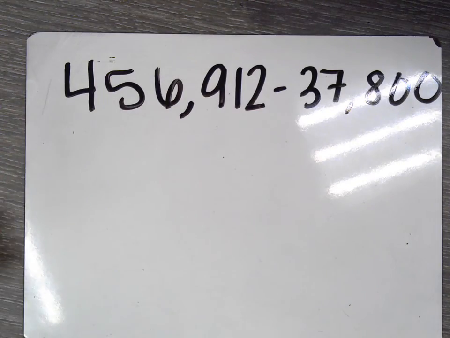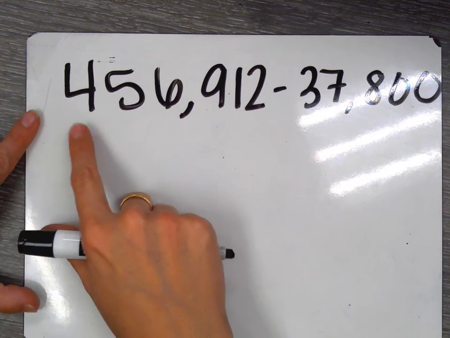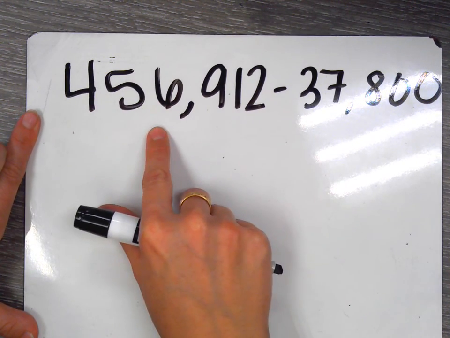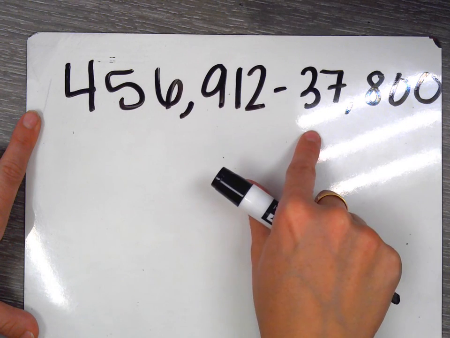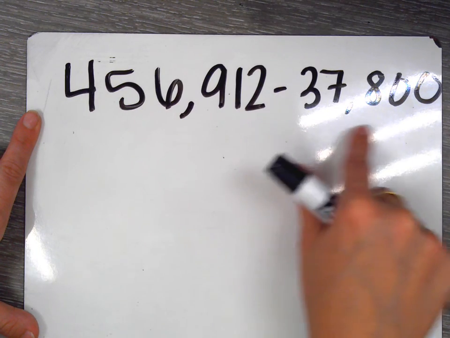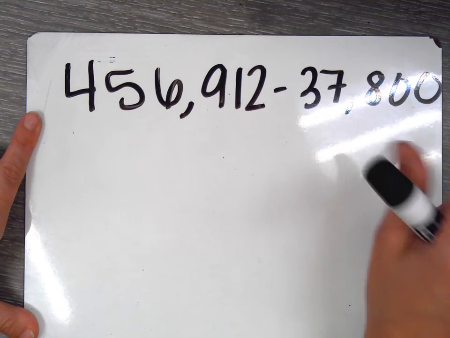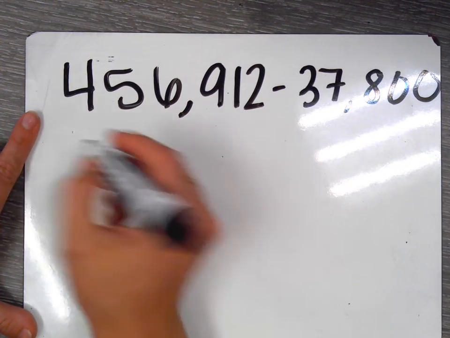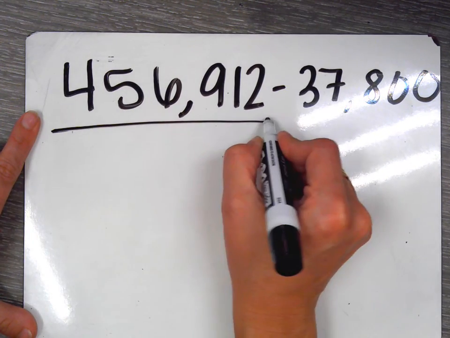Let's try it again with a different number. Now I have 456,912 and I'm taking away 37,800. This is number 3 on page 32 if you're following along. Once again, just so I understand why, I'm going to model it out.